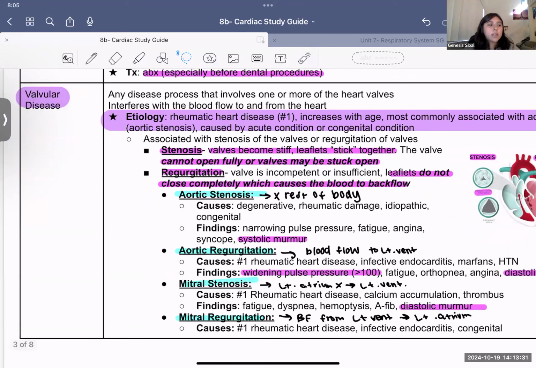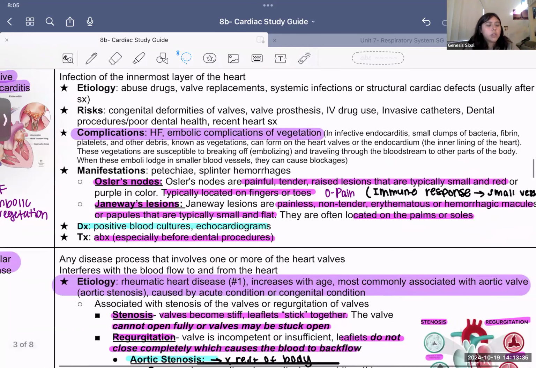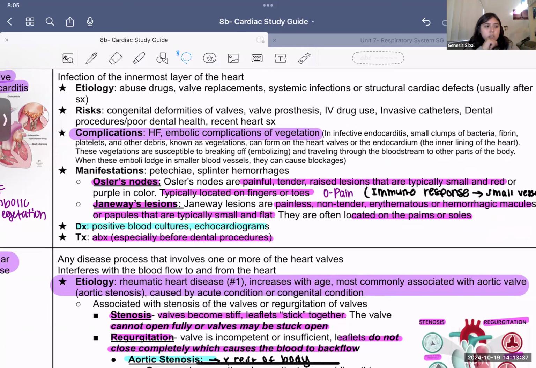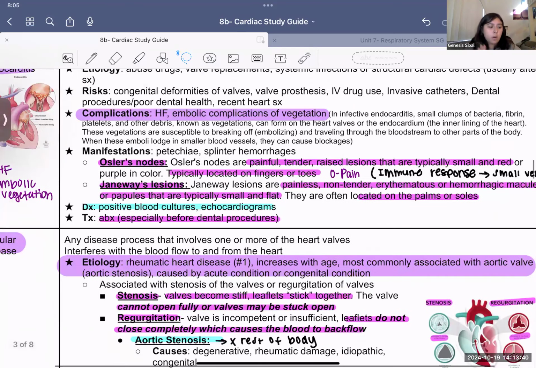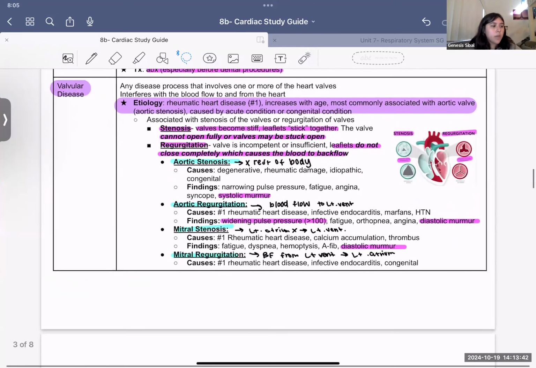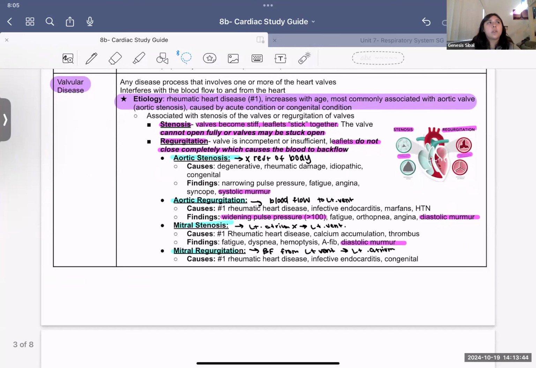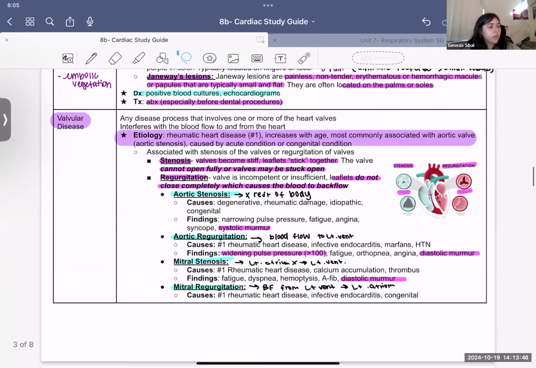And then again, antibiotics, especially before dental procedures, is what's happening with that. And again, I think the dental procedures have to relate to the vegetation states and all of those small clumps, but I could be wrong. But yeah, just make sure you know that with dental procedures, they just got dental work done or something. Okay, infective endocarditis or whatever is going to be the option for that.